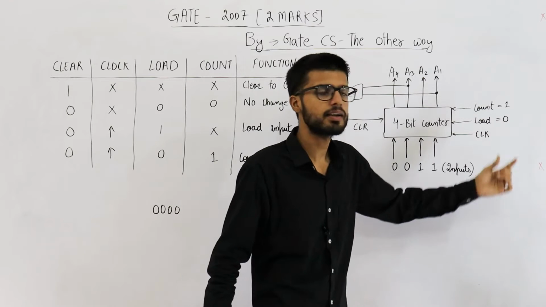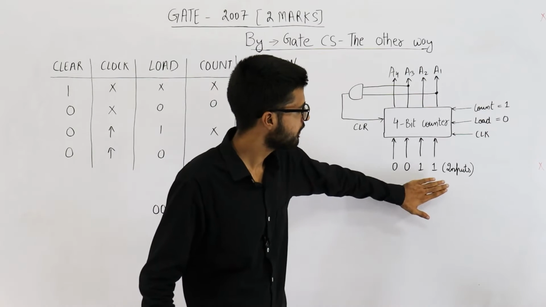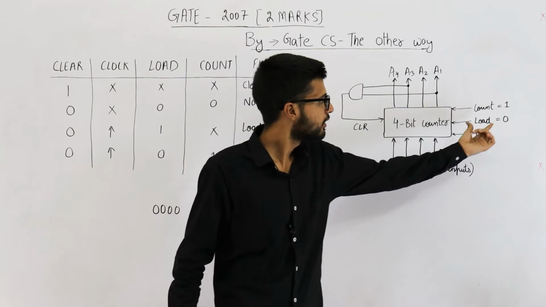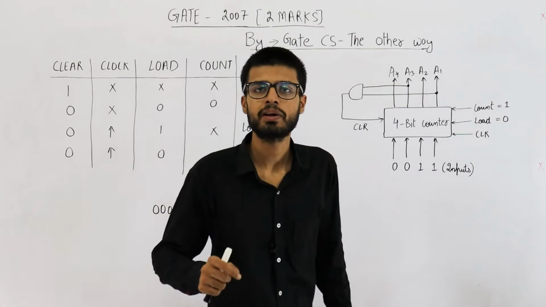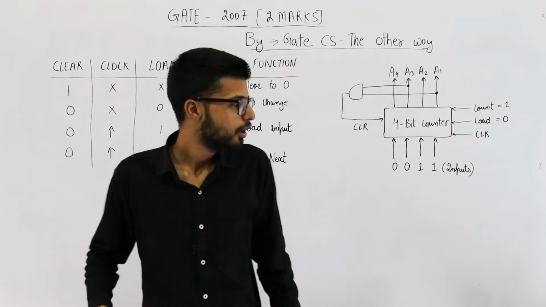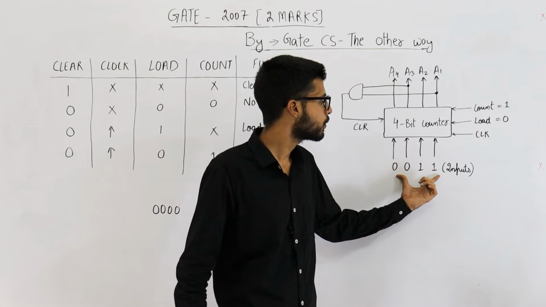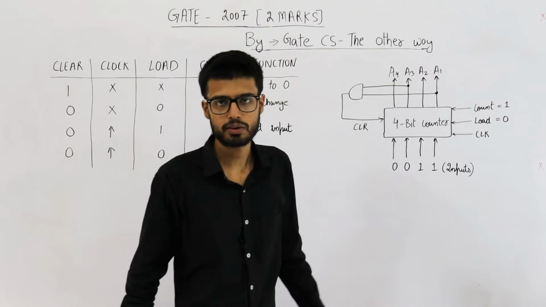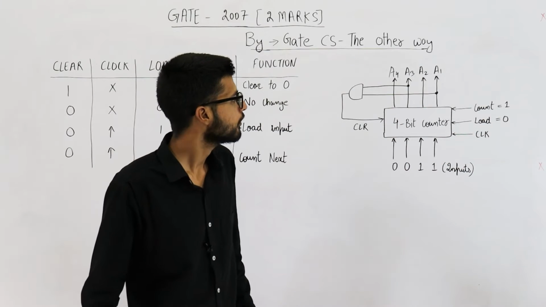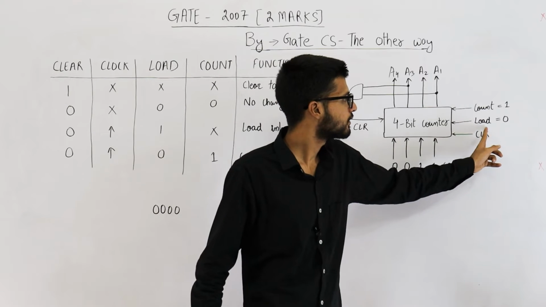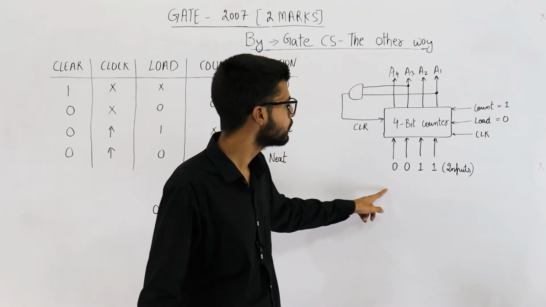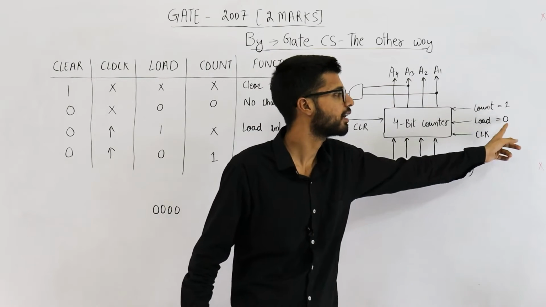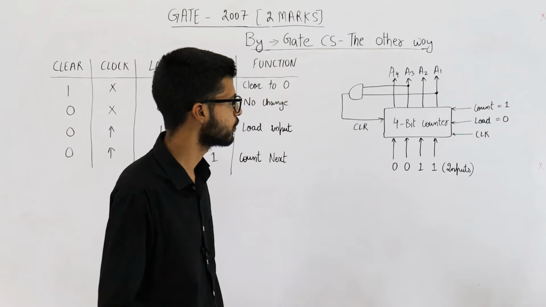That means keep on counting. If this load signal is 1, that means whatever is the input, the 4-bit number, load it as it is. This signal is used if you want to begin counting from a specific number. For example, if you want to begin counting from 3, you input 3 here and tell the counter to load that input. Now, because this is 0, that means input is of no relevance. Just neglect this input because we are keeping the load signal equal to 0.